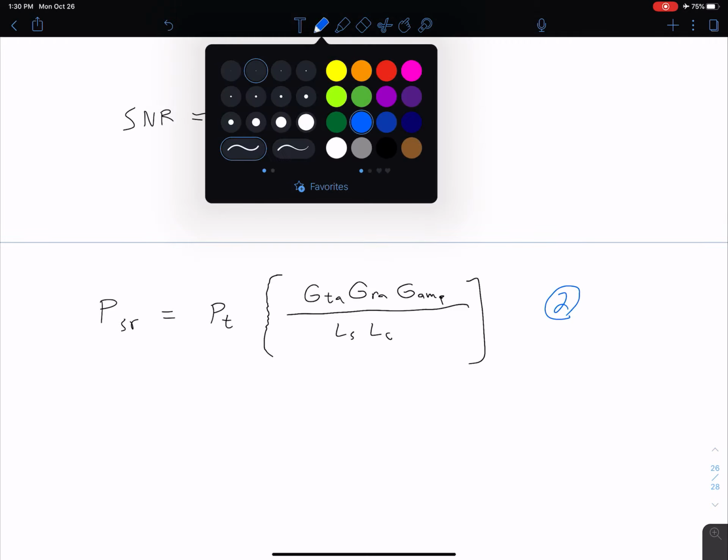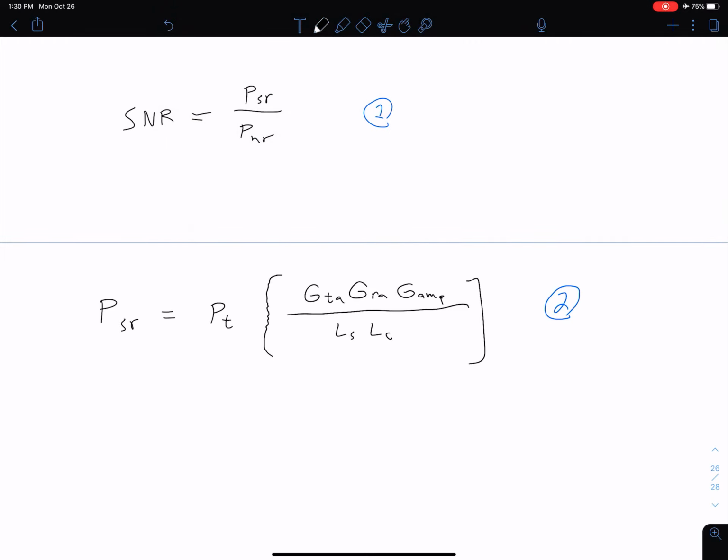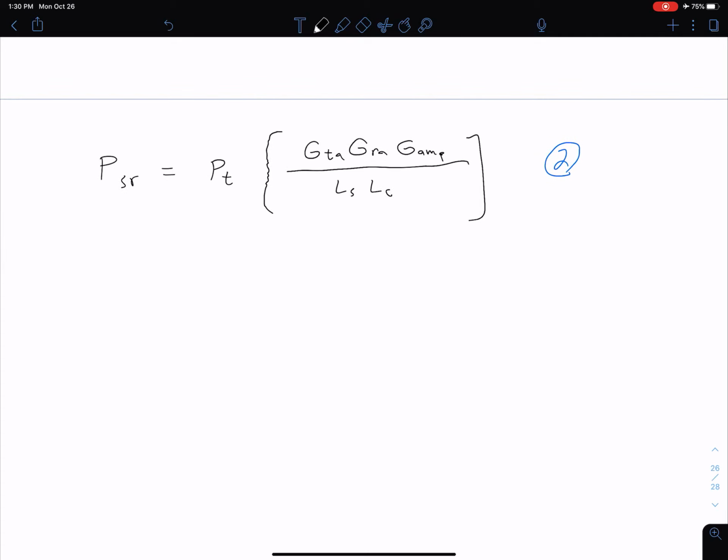So now we need an equation for our noise at the receiver. We want to look at the power of our noise at the receiver, and this equation is very similar to the one where we were considering effective input temperature for a system. So we're going to have our Boltzmann constant K sub B multiplied by the bandwidth, and then we're going to have different components multiplied by gains and divided by losses.